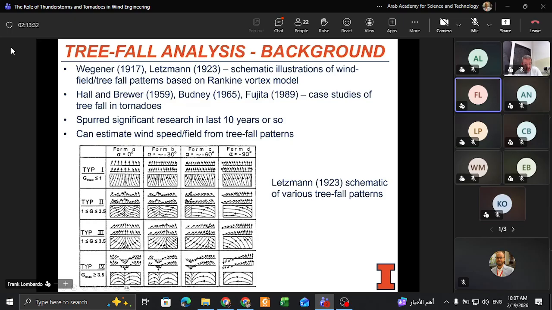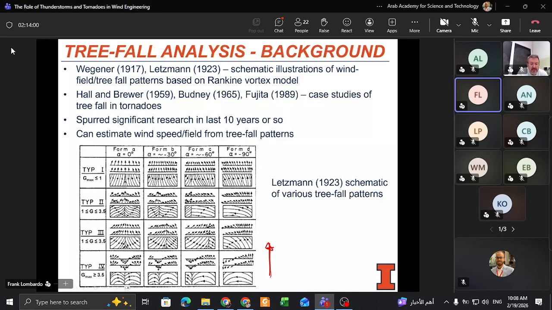So on the left side is G max, which we covered a little bit yesterday, which is the ratio of the rotational speed to the translational speed. And then on top is alpha, the inflow parameter that I talked about. And in this particular sketch, the tornado is moving from bottom to top. So it's moving in this direction.